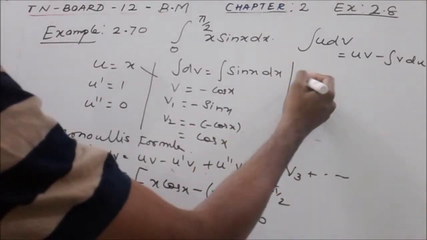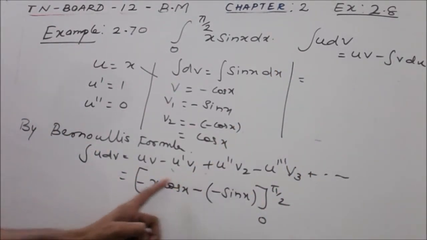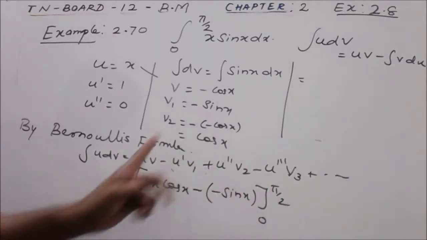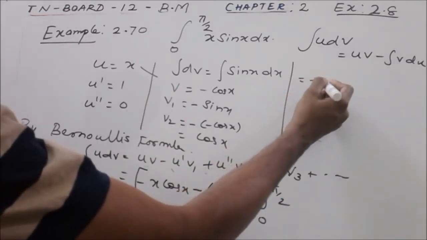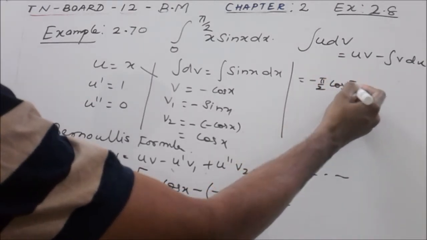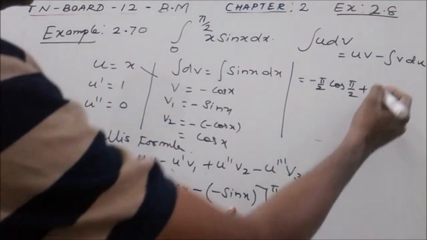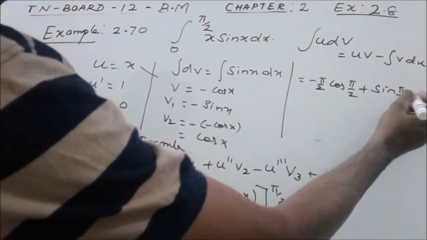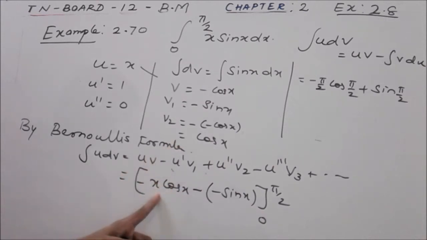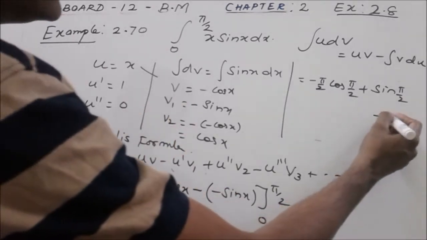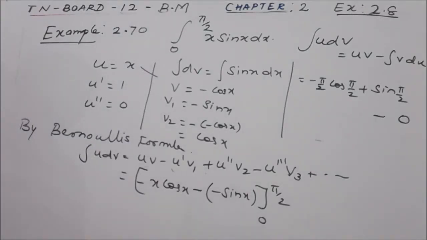Which will be equal to minus x cos x plus sin x. Now substituting the upper limit, minus pi by 2 cos pi by 2 plus sin pi by 2. Now substituting the lower limit, x into cos x, 0 into cos 0, the product becomes 0. Then sin 0 is 0, so the total value at the lower limit becomes 0.